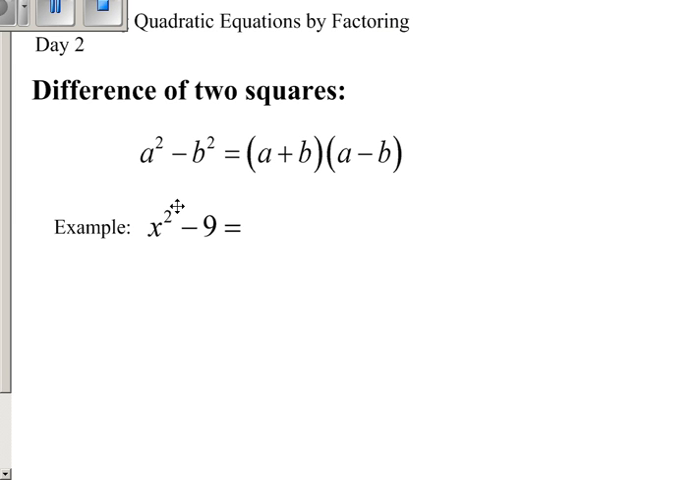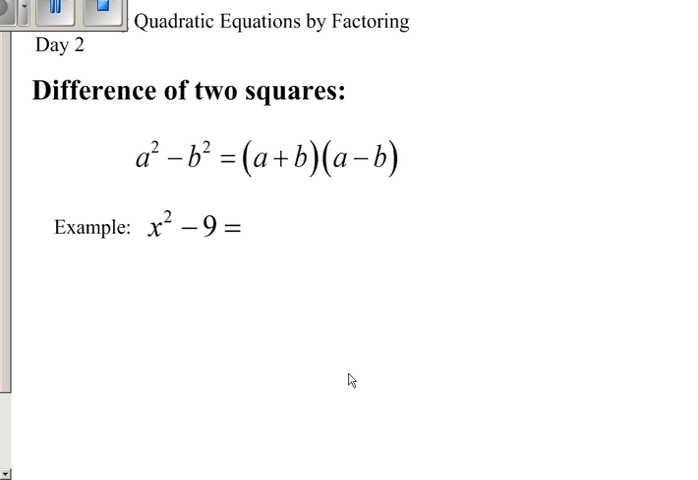The first one that we're going to use is called the difference of two squares. The first thing I have to recognize is that my first two terms, A and B, are both perfect squares. It's A squared minus B squared, and that gives me the product of A plus B times A minus B. This is a difference of two squares. It's a binomial because I have two terms, A squared and B squared, and it's a product of two binomials, A plus B and A minus B.